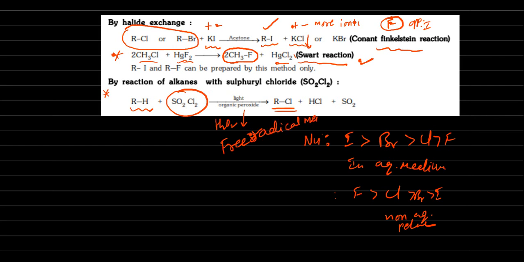We learned the free radical mechanism in the halogenation of alkanes in the presence of light. Suppose methane is there: chloromethane, dichloromethane, trichloromethane, tetrachloromethane are formed like that. So the peroxide initiates the free radicals. The free radicals are highly reactive, because alkanes can react only in the presence of light, with free radicals.